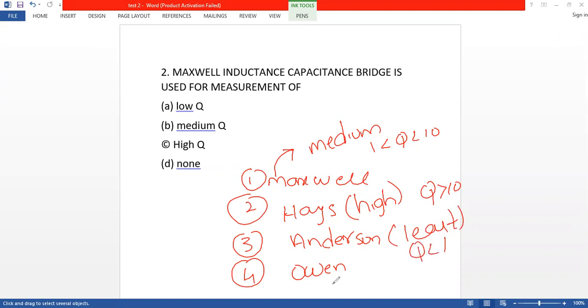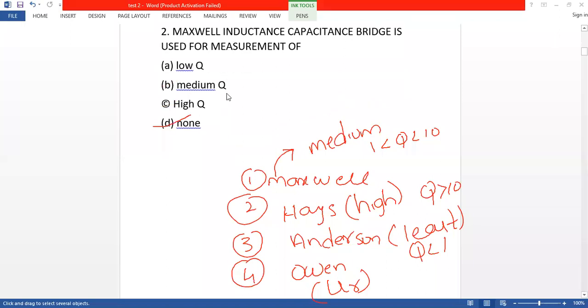Whereas Owens bridge is used for measurement of relative permeability, μr, just as Schering bridge is used for measurement of relative permittivity, εr. Hope you got some clarity here. So what is the answer here? Maxwell inductance bridge means the answer is B, medium. So move ahead. Let us see question number 3.